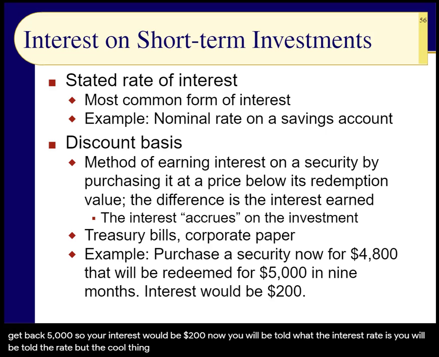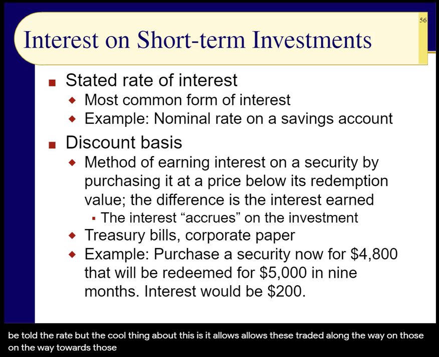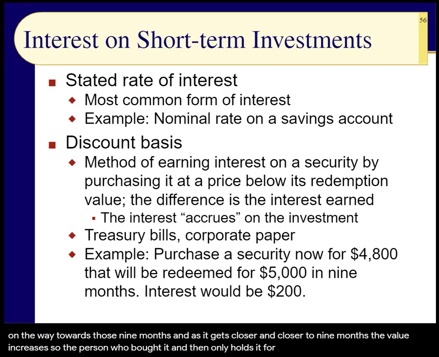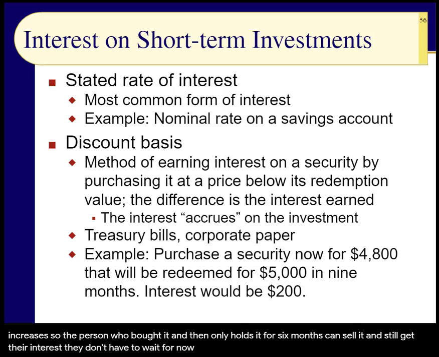But the cool thing about this is it allows these instruments to be sold, traded along the way towards those 9 months. And as it gets closer and closer to 9 months, the value increases. So the person who bought it and then only holds it for 6 months can sell it and still get their interest. They don't have to wait for 9 months to get their interest.